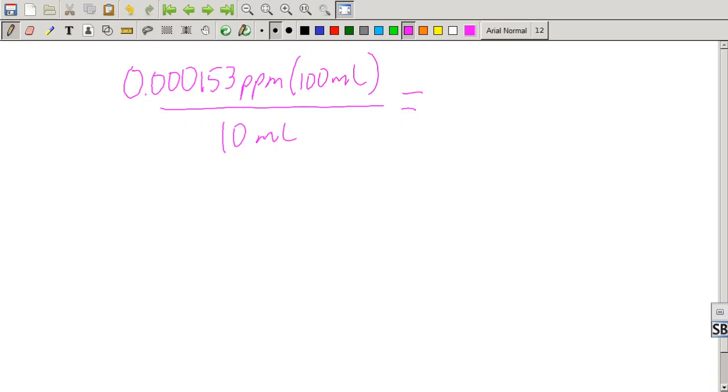Because I took 10 milliliters of that more concentrated solution, I diluted it to 100. So this is the concentration of my lithium in the 100 milliliter solution. That came from 10 milliliters of the stock. And so that means the concentration of lithium ion in the stock is 0.00153 parts per million.